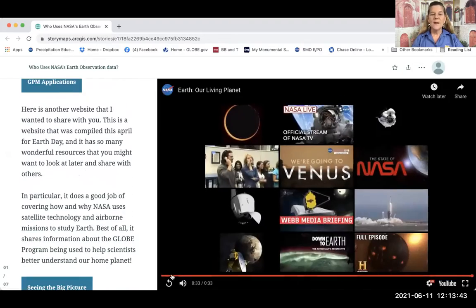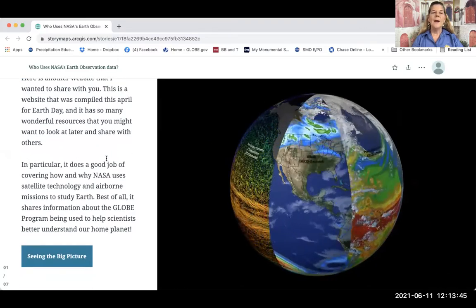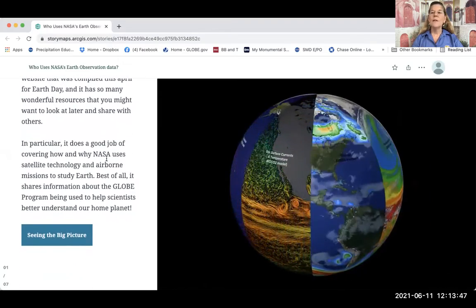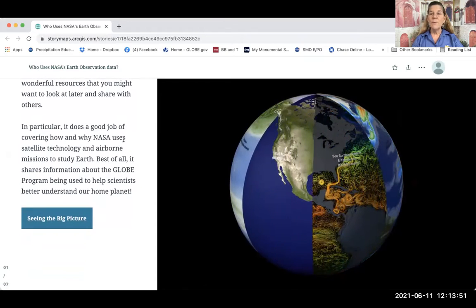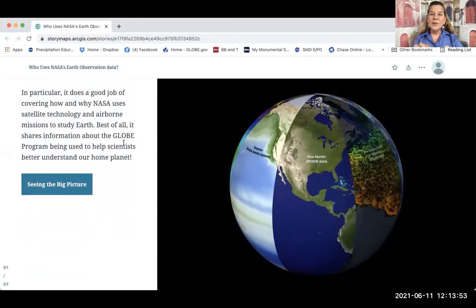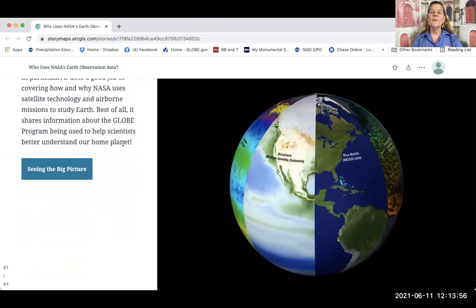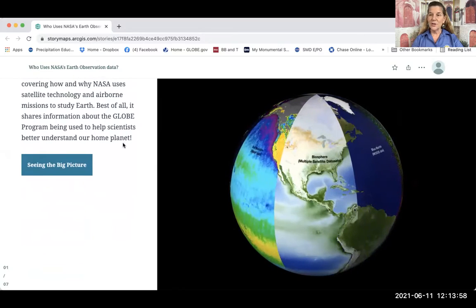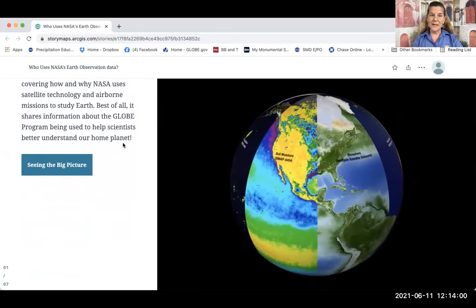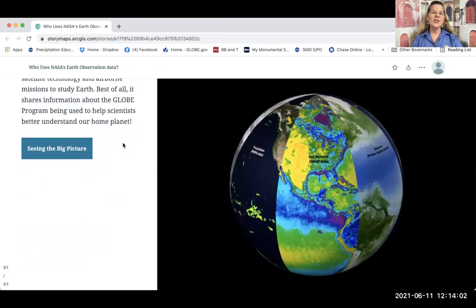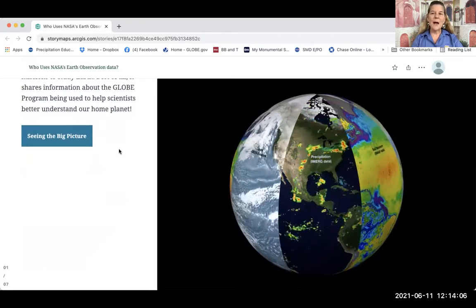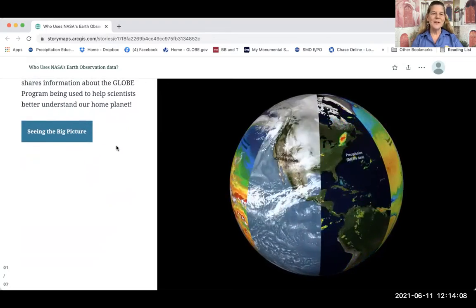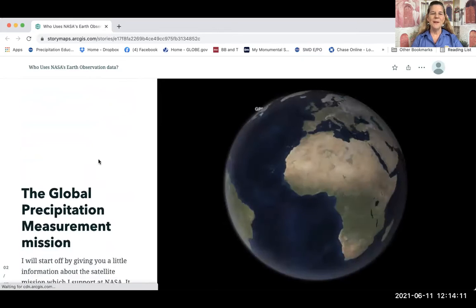There's another website that I wanted to share with you. It's a website that was compiled this April for Earth Day, and it has many wonderful resources that you might want to look at later. In particular, it does a great job of covering how and why NASA uses satellite technology to study Earth. And best of all, it shares information about the GLOBE program and how it's helping scientists to better understand planet Earth. So do check out Seeing the Big Picture.